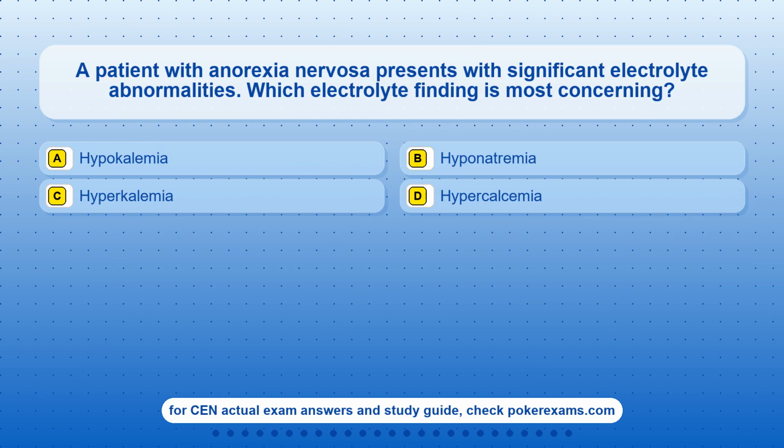Question 6. A patient with anorexia nervosa presents with significant electrolyte abnormalities. Which electrolyte finding is most concerning? Option A. Hypokalemia. Option B. Hyponatremia. Option C. Hyperkalemia. Option D. Hypercalcemia.